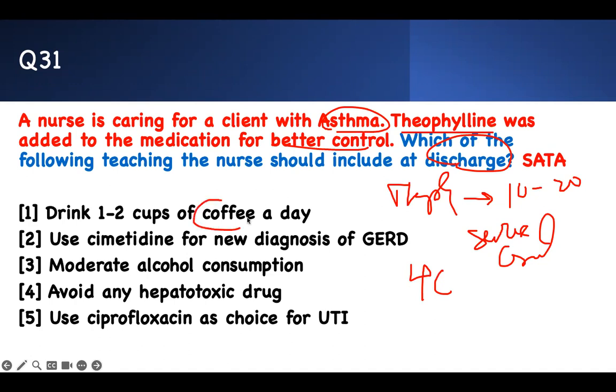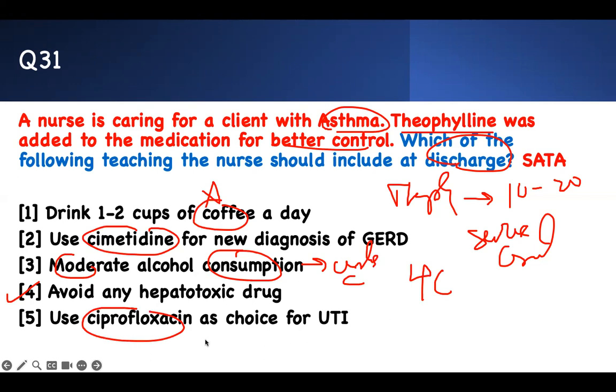4C. 1C, caffeine. Absolutely, don't take caffeine. 1 to 2 cups, I don't want it. Cimetidine, second C. You should not use cimetidine; use another medication. Third C, consumption of alcohol, right? This affects the liver, cirrhosis. You should not drink alcohol at all. Avoid any hepatotoxic drug, because the third C is cirrhosis. And ciprofloxacin is the fourth C, don't use it for UTI.